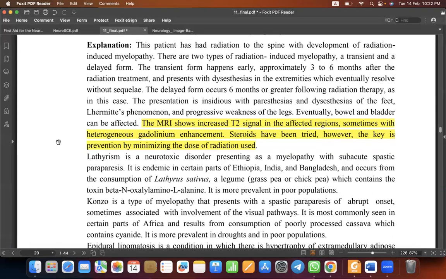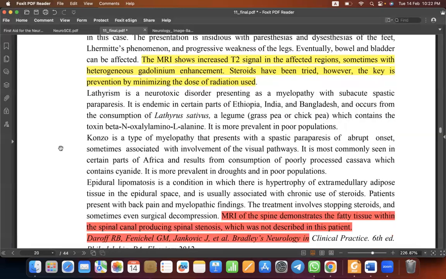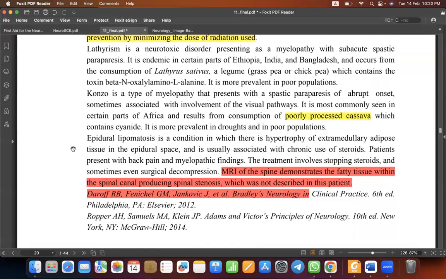Okay, so lathyrism is a neurotoxin condition. The patient has subacute spastic paraparesis caused by Lathyrus sativus, which is chickpea or grass pea. They have a toxin, lathyrism. Next is konzo. Konzo is a spastic paraparesis, more common with poorly processed cassava, which contains cyanide. It is more common in the poor population, just like lathyrism.